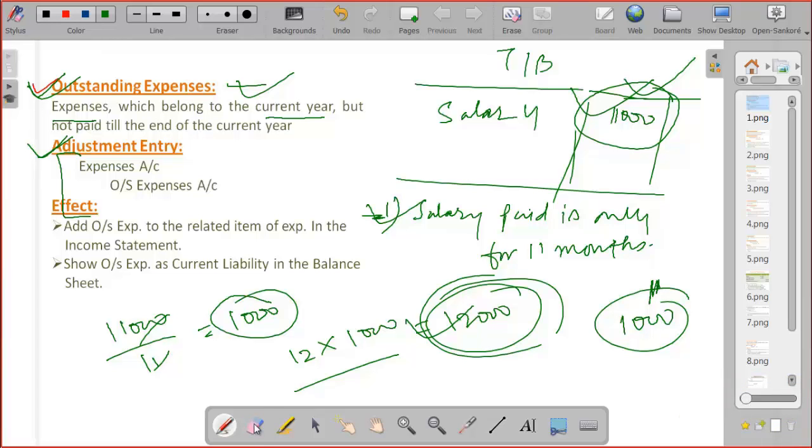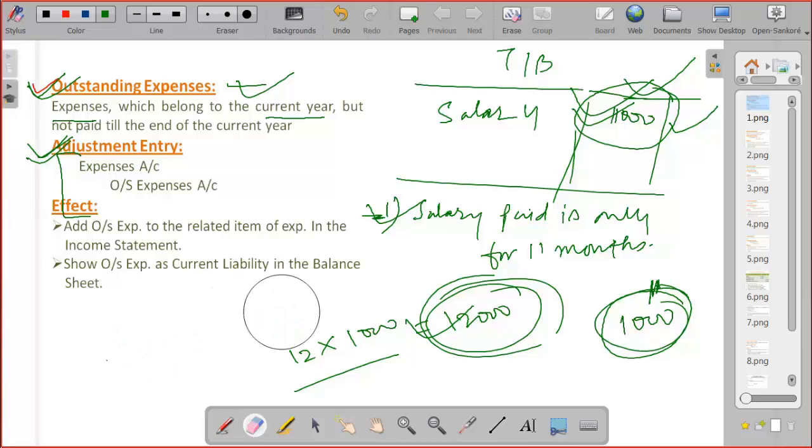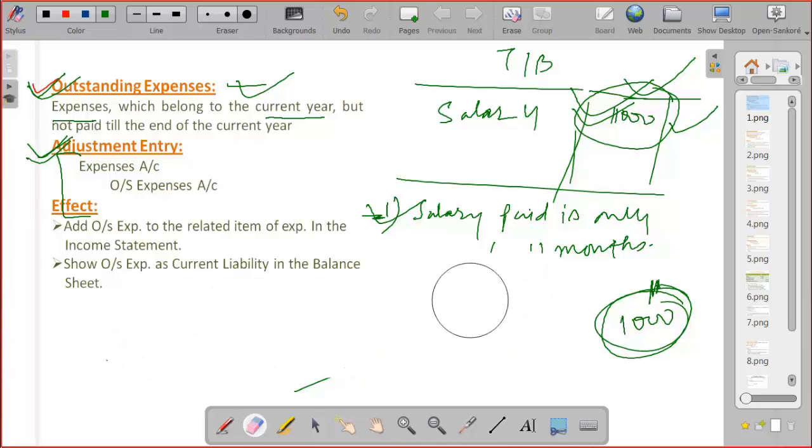Now we need to record this 1,000 in the books of accounts. Get my point? And for that we need to pass an adjustment entry. Now what adjustment entry will I pass? Tell me, I need to bring this 1,000 or remove this 1,000 from the records? 11,000 is already there in the records, but this 1,000 is still not recorded. Why? Because this 1,000 is still not paid, so that's why it is not recorded. So now we need to record this 1,000, and this is outstanding salary, and we will pass this adjustment entry for this.